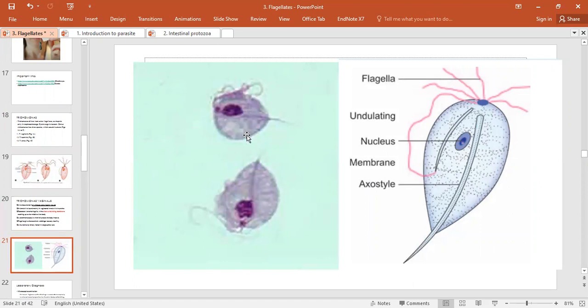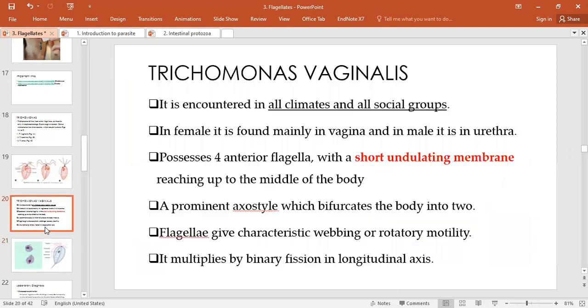Here is an image of a slide of it. It possesses flagella with an undulating membrane. These short strings are the flagella of it, while this long, rickety, zigzag line is called an undulating membrane. The axostyle bifurcates the Trichomonas vaginalis into 2 halves. It also has its nucleus.